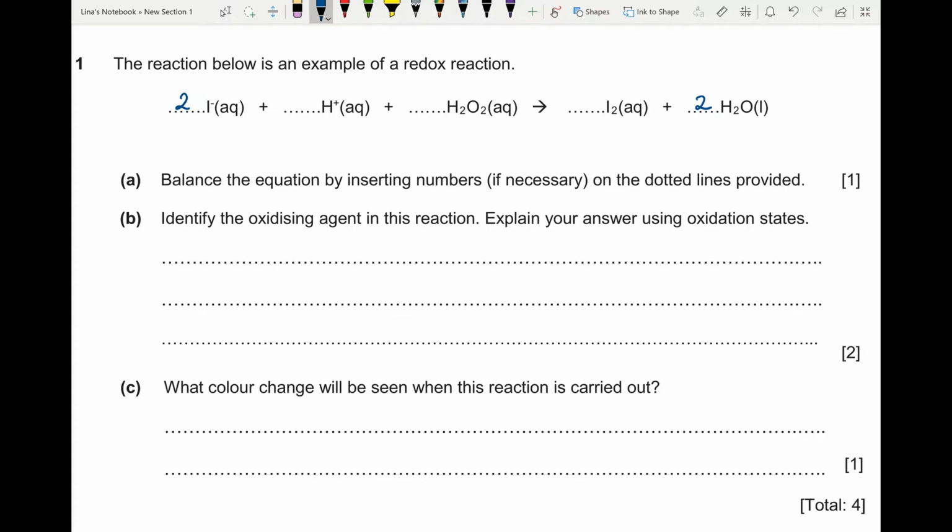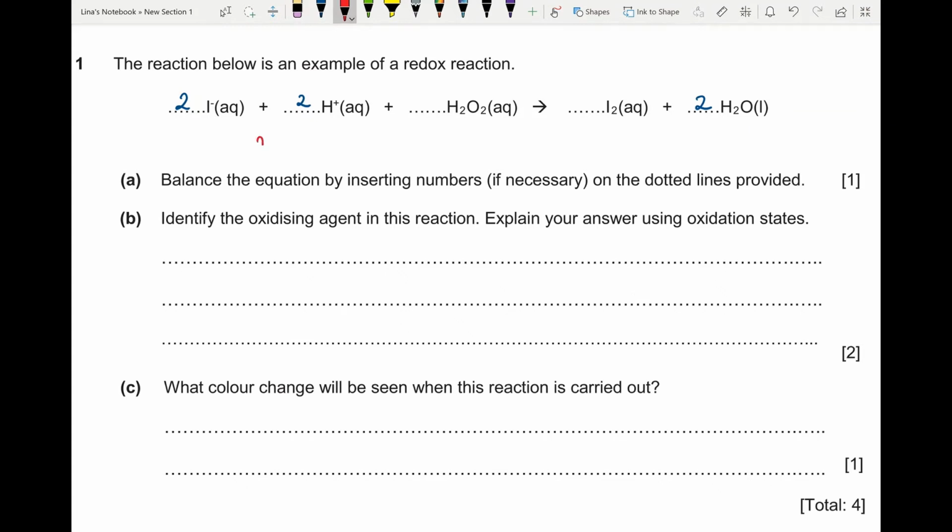So now on the right hand side you have 4 hydrogen, and on the left hand side you have 2 hydrogen here and 1 hydrogen there. So you can multiply that 1 hydrogen by 2. Why not multiply the hydrogen on hydrogen peroxide? Because that's going to mess up the number of oxygen that we have, which is already balanced before. Okay, so let's do a final check.